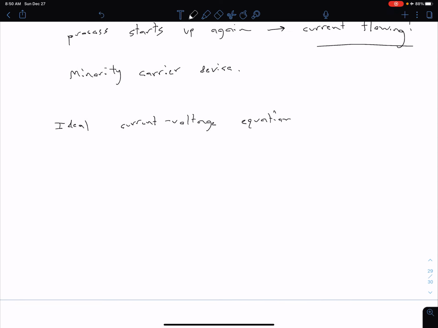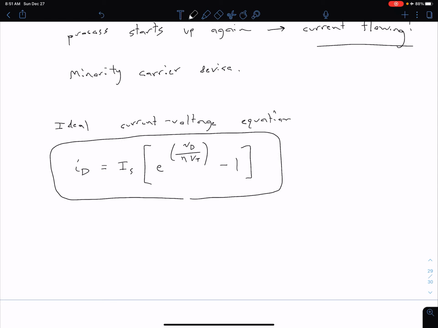Our ideal current-voltage equation is that current I sub D is equal to I sub S times e to the power of V sub D, our applied voltage, divided by n times V sub T, minus 1. V sub T is our thermal voltage, remember that's about 26 millivolts at room temperature. This is what's called our ideal diode equation. I don't believe we've explicitly referred to this as a diode yet, but we'll get into that in the next video.